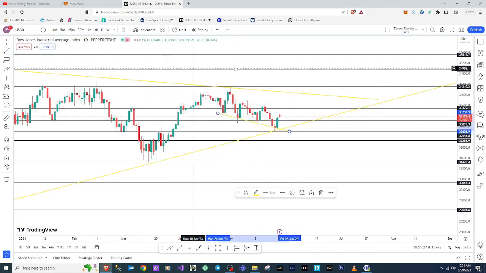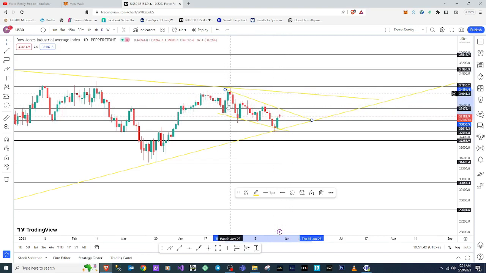I can even connect this one like this, connect this one like this, and then with this line I can see that I'm getting a falling wedge. And inside a falling wedge, I always see a falling wedge always break to the upside.